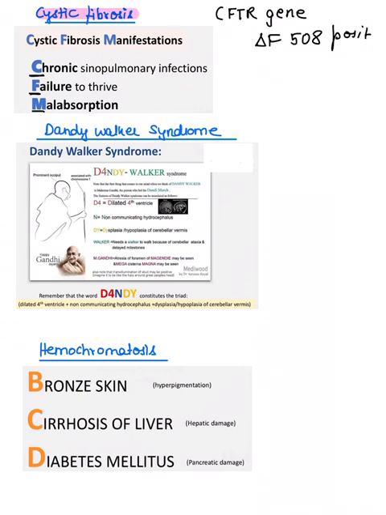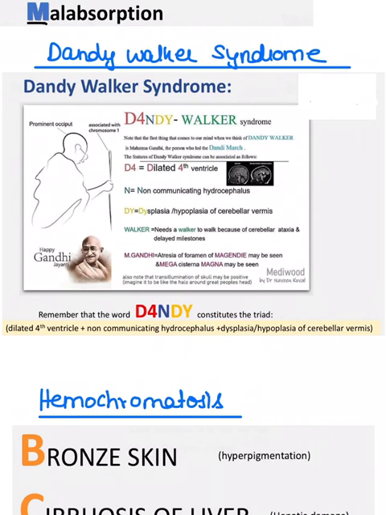Now coming on to the next one, that is Dandy-Walker syndrome. So say Dandy-Walker, if you remember Gandhiji walking with a dandy, he took the Dandy March. Okay, so how can you remember it guys? See, so you can think about the Dandy March.